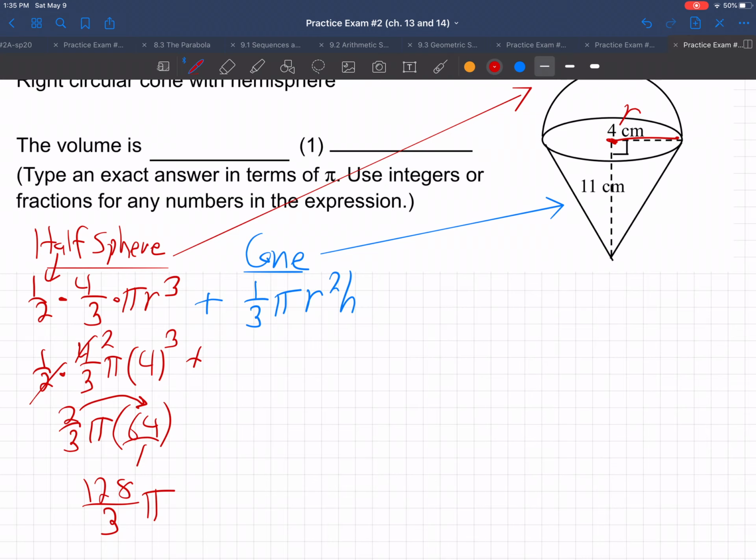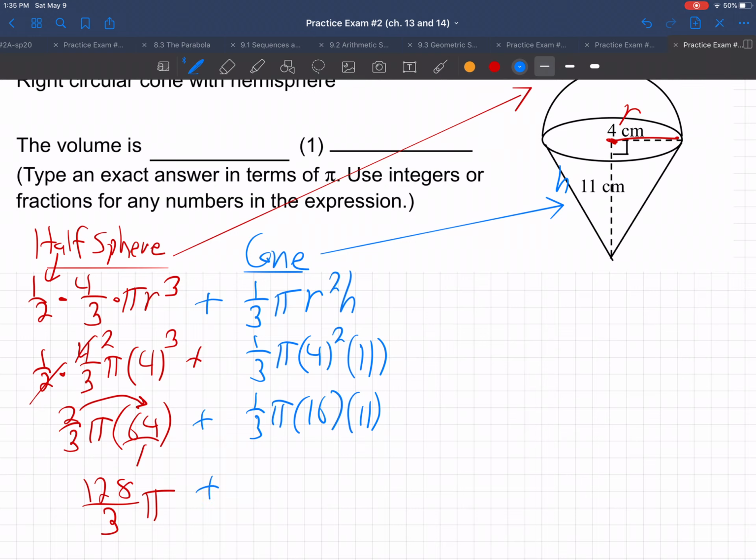Plus, and now let's work on the other side, 1/3 pi, again the radius is 4, squared, times the height. That's the 11, this is the height right here, the 11. So that is 1/3 pi times 16 times 11. These are over 1, so 16 times 11 is 176 over 3 pi. The 1 times the 16 times the 11 on the top is 176. The 3 on the bottom is still there.